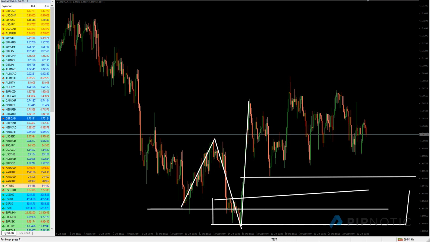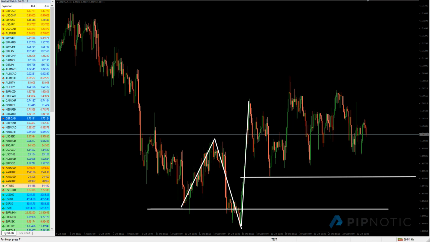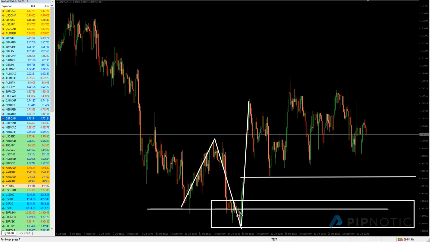That was a bit of an ugly one. Let me use a different tool. Let me use this one here. So we have this one just here. So this is the area of demand. This is the origin of the move higher. It was able to flush out all of the liquidity here.